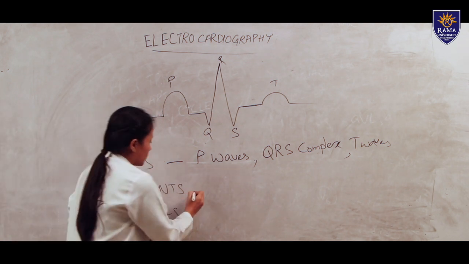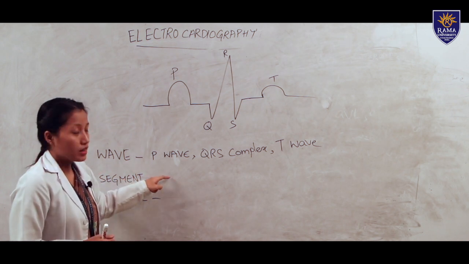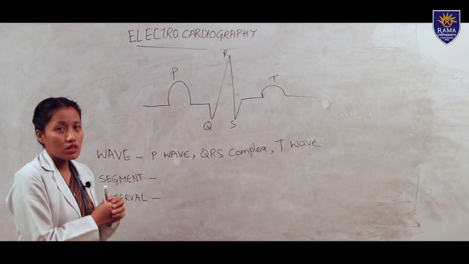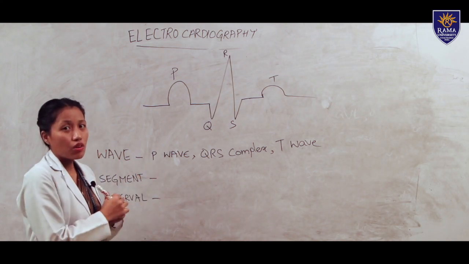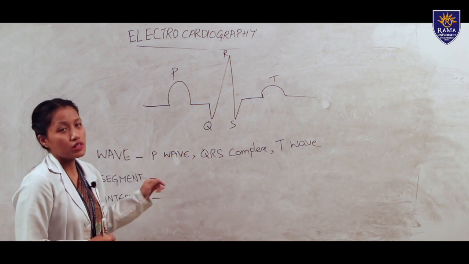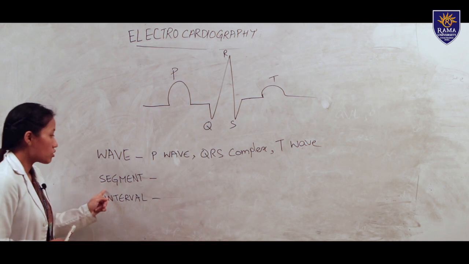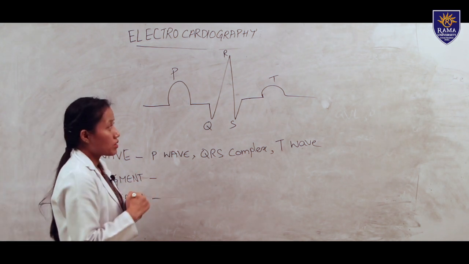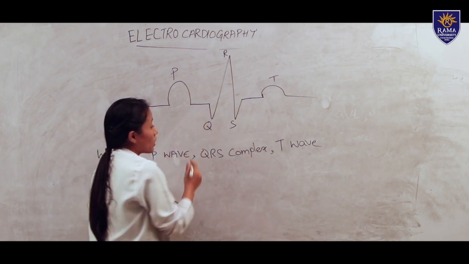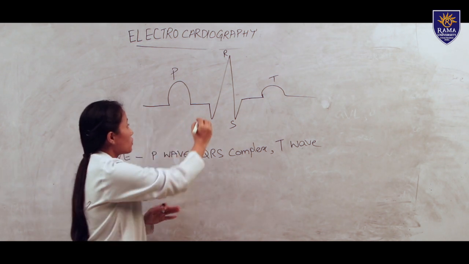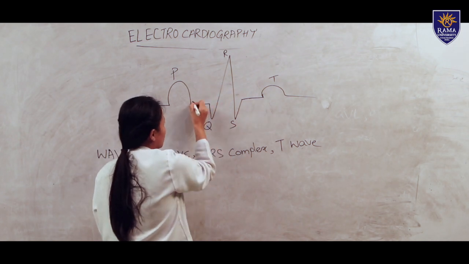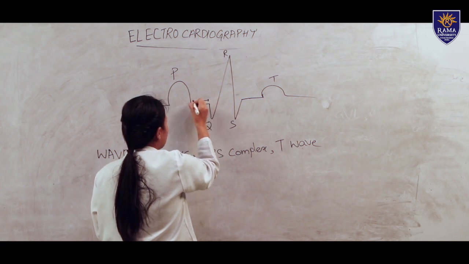Next we will see the segments. What are the segments? The segments are the isoelectric lines produced as a straight line. When the heart's electrical activity is silent, when the needle is not reflecting, a straight line is produced. That straight line is known as an isoelectric line, and that part we call a segment. How many segments are there in a cardiac cycle of the ECG pattern? After the P wave is produced, the part from the P wave to before the QRS complex is known as the PR segment.